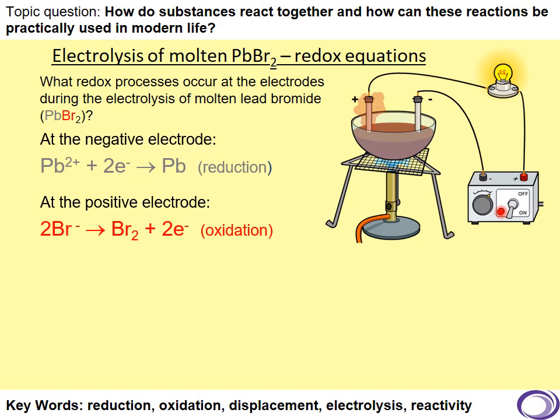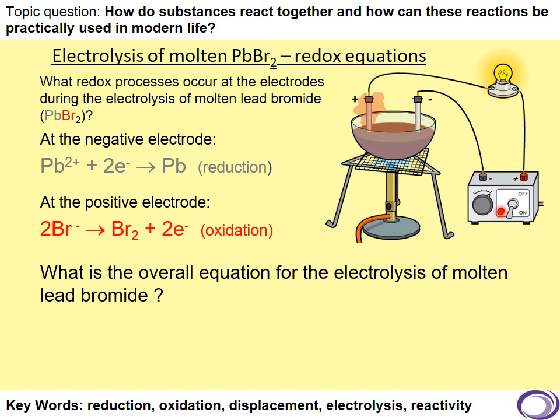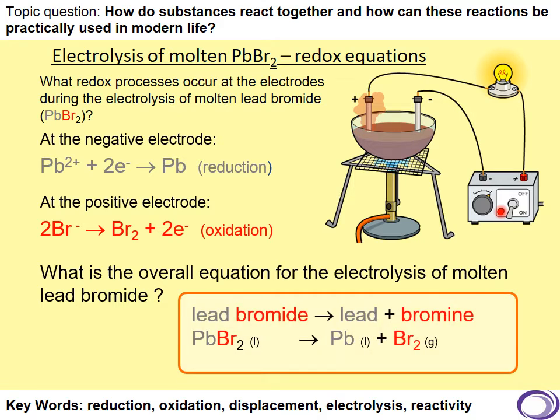Each of these equations shows what's happening at 1 electrode, but obviously that's only half the story because we have 2 electrodes. That's why they're called half equations. The overall reaction for electrolysis of molten lead bromide is still lead bromide forming lead and bromine, as shown in the symbol equation there. But if we are asked to draw the half equations, we have to include the electrons and where the electrons are being lost and gained.